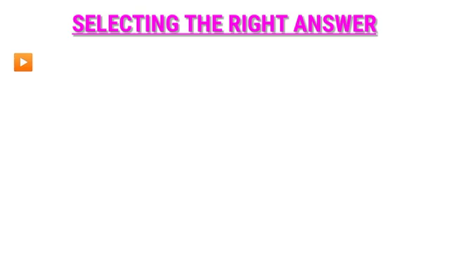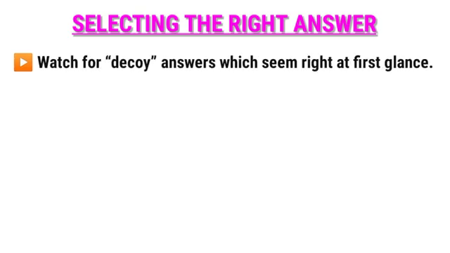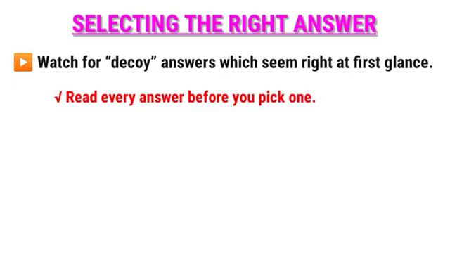If your answer somehow is similar to one of the options, then that option is likely to be the right answer. Before you select the right answer, you also need to watch out for decoy answers which seem right at first glance. Majority of answers in multiple choice questions, when you look at them at first glance, seem to be the correct answer. So, don't read one answer and select it when you have not read the remaining choices. Read all the options before you decide which answer to select.